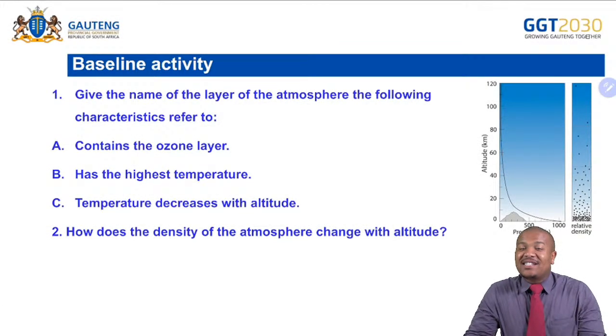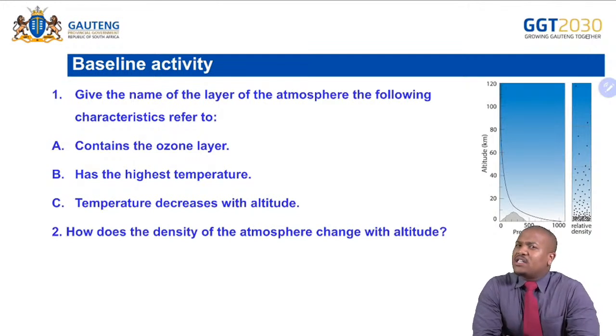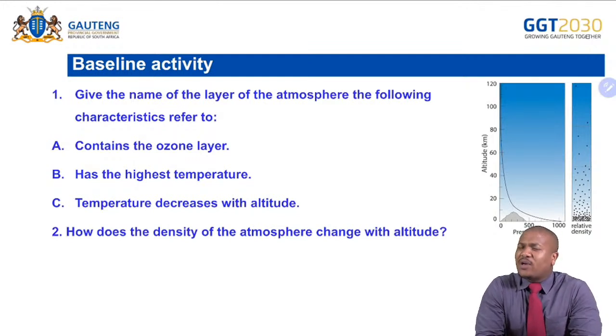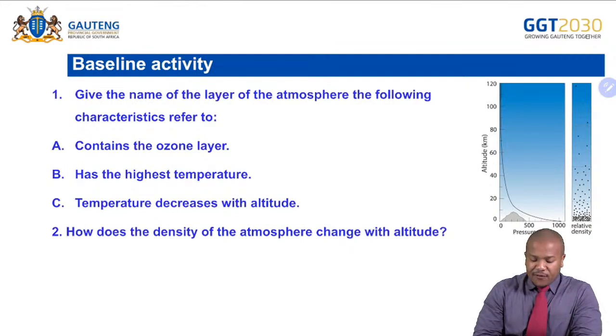Welcome back, grade 9s. I hope you had enough time to write down the answers, right? Let's look at the solutions. Firstly, let's reread the question so that we understand what we should have written or what we have written, right? Number 1, give the name of the layer of the atmosphere the following characteristics refer to. A, contains the ozone layer. B, has the highest temperature. C, the temperature decreases with altitude.